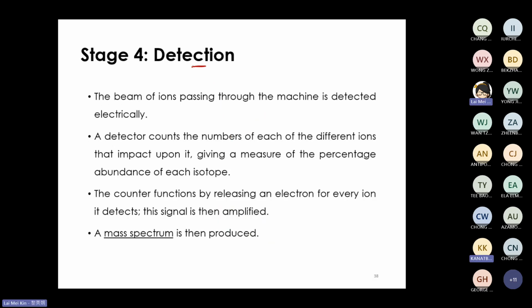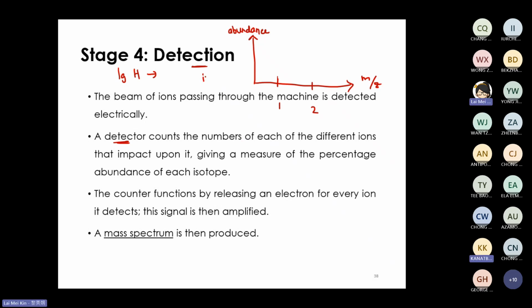Okay, and lastly, we have detection. How is it being detected? I have a detector that counts. So what happens is a mass spectrum is formed. This will be the abundance, and this will be the mass over charge ratio. Let's say I have hydrogen-1 and hydrogen-2. My sample will definitely have many atoms and many ions. Let's say I have 1 gram of hydrogen.